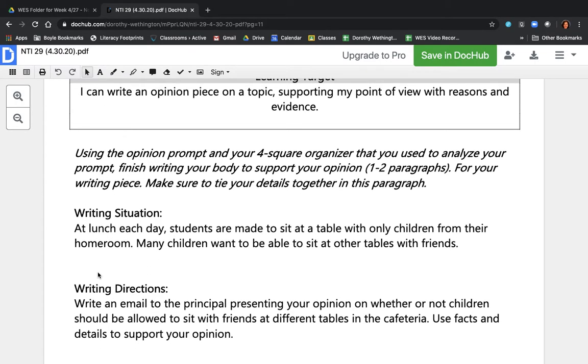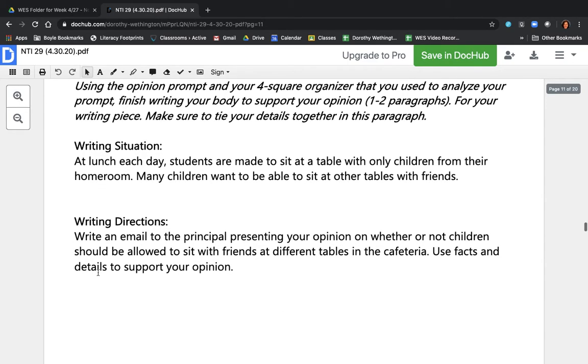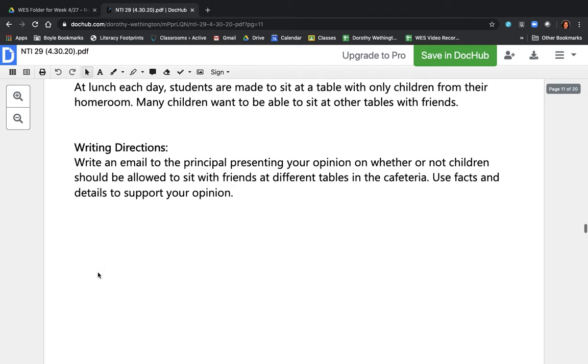Writing situation. At lunch each day, students are made to sit at a table with only children from their homeroom. Many children want to be able to sit at other tables with friends. Writing directions. Write an email to the principal presenting your opinion on whether or not children should be allowed to sit with friends at different tables in the cafeteria. Use facts and details to support your opinion.